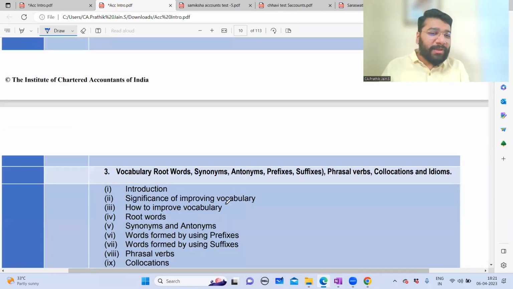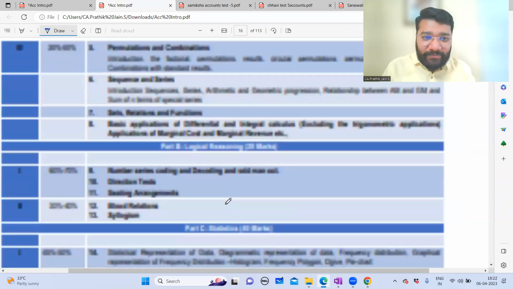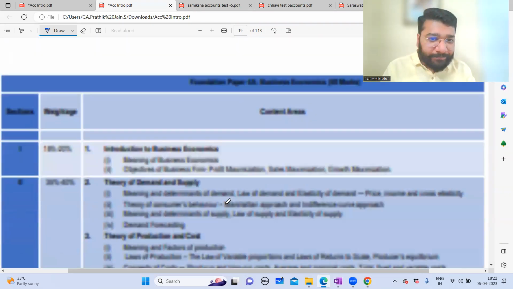This is the syllabus for the other subjects, which I will not be discussing, which the respective faculties will be discussing. So I'm just skipping that. Moving on.